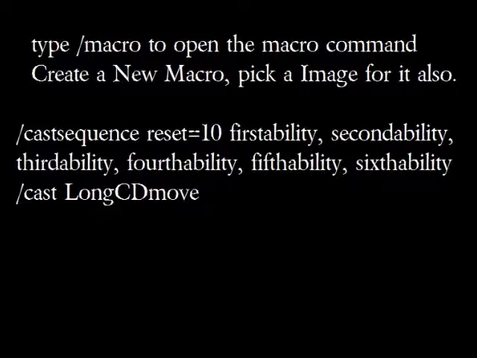Okay, so again, look at Polar's example, and then look at the example of how you should be writing the macro. Now I hope this is easy for you to understand. Again, cast sequence has to be spelled the way it is, no spaces. Then there is a space at the end of it. The word reset, the equal bars, and then 10. And then I want you to spacebar again and type in your first ability, comma, spacebar, your second ability, comma, spacebar, and so on.